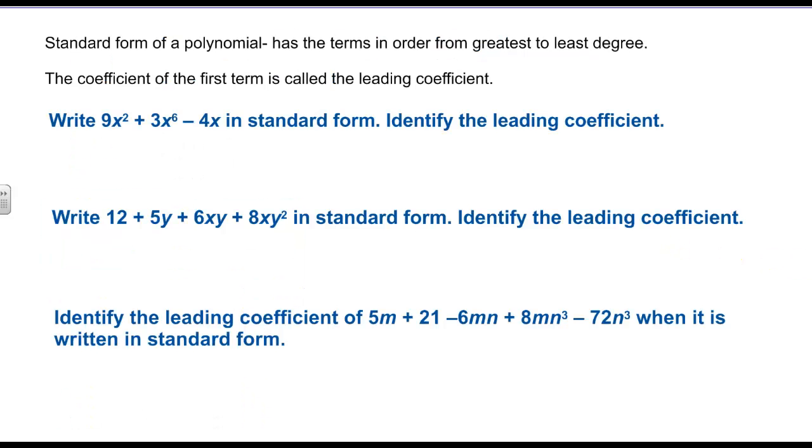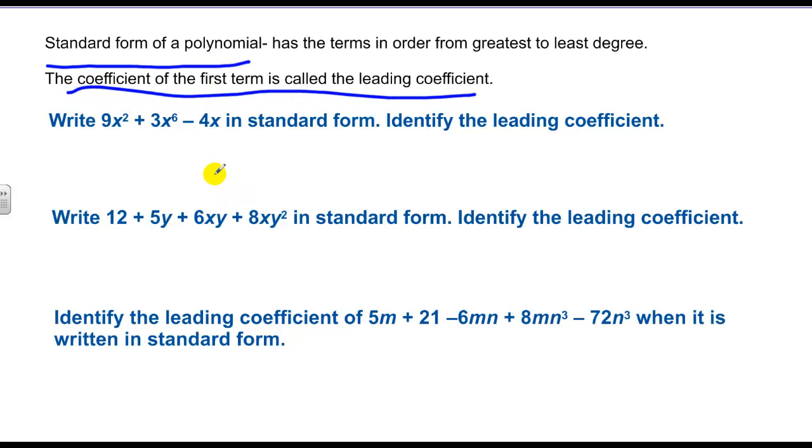Finally, not finally, but next, we want to talk about polynomials in standard form. A polynomial in standard form lists the order of terms from greatest to least degree. So we add up the powers in each monomial term and then list that from the highest degree to the least degree. The coefficient of the first term is called the leading coefficient.